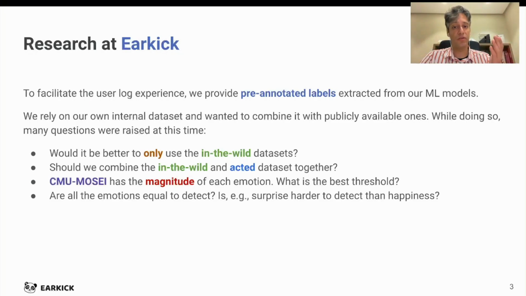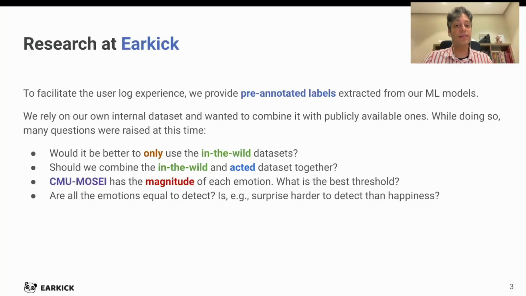To create our voice-based emotion recognition model, we use datasets that we internally created at Earkick and community datasets. And while investigating the different community datasets, we faced problems and issues that we wanted to share with you. For example, there are these two groups of datasets, the in the wild and the acted datasets. Given the natural in the wild setting of our app, should we only use the in the wild datasets or should we combine them somehow?